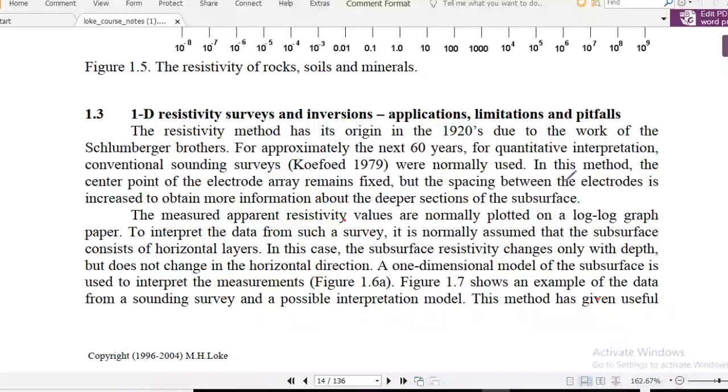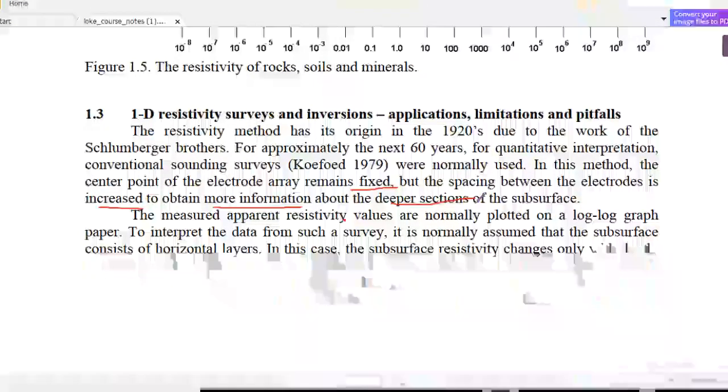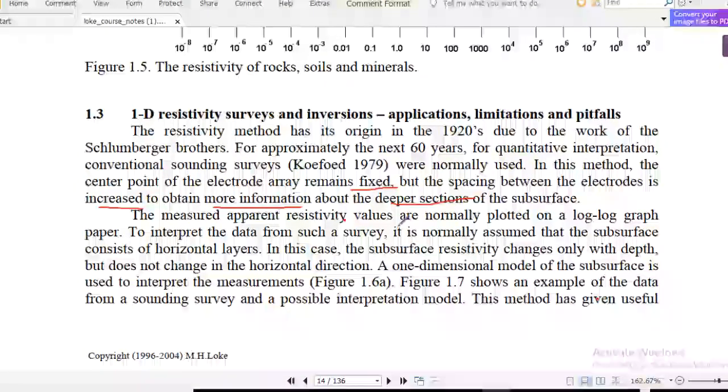That means the center is fixed, and the spacing between electrodes increases to get more information about the deeper section of the subsurface. To measure the apparent resistivity, values are normally plotted on log paper.